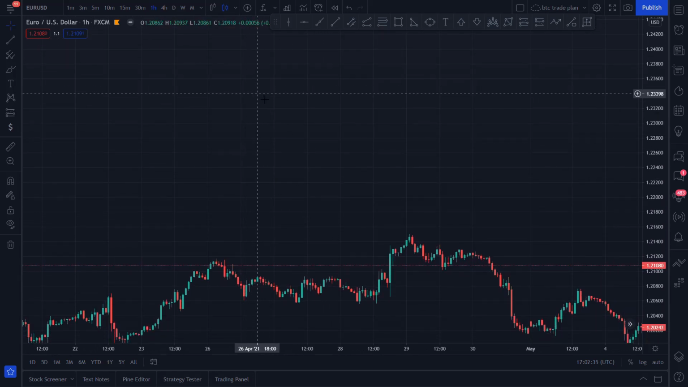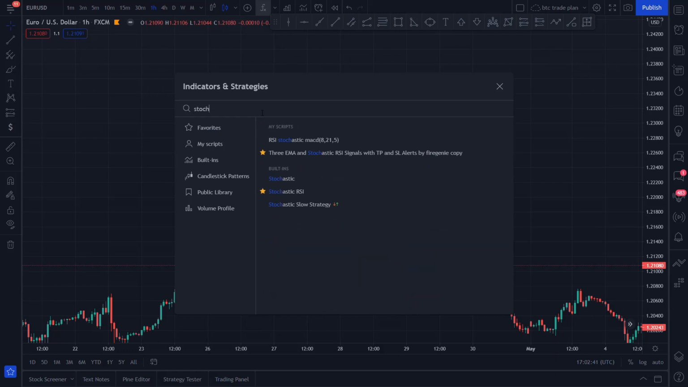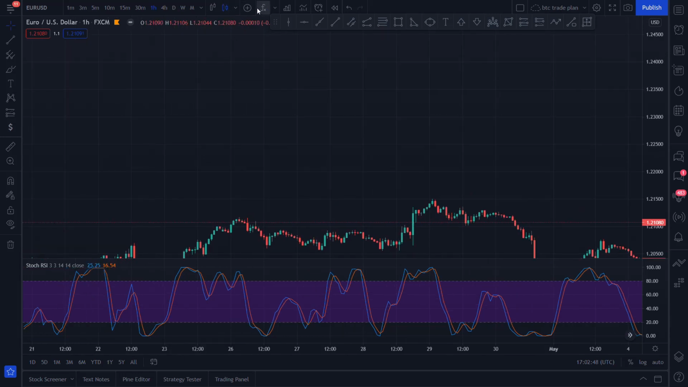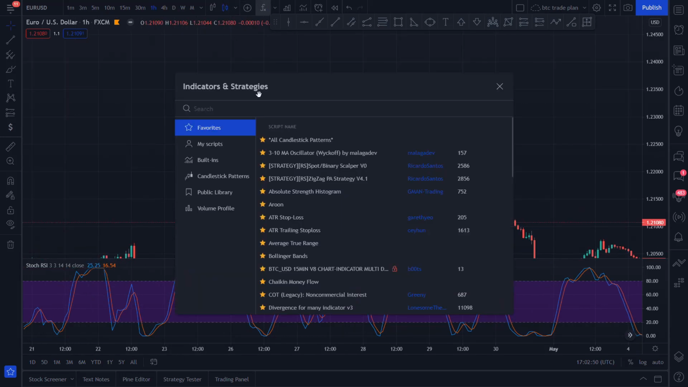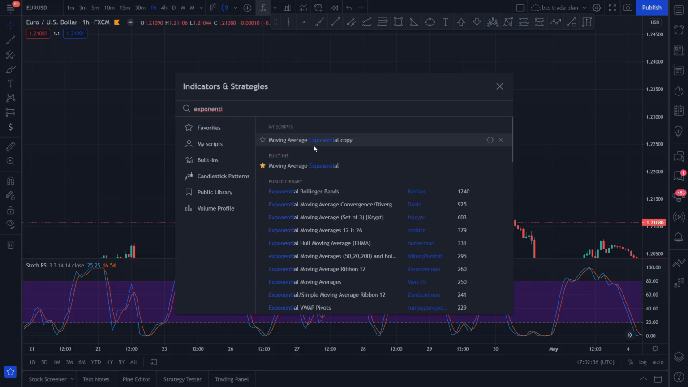And now let's get straight into it. So for this strategy, you are going to be needing the Stochastic RSI. It's a built-in. That one. The next one is going to be 3 EMAs. So you are going to be typing in exponential moving average, and you click on it 3 times.